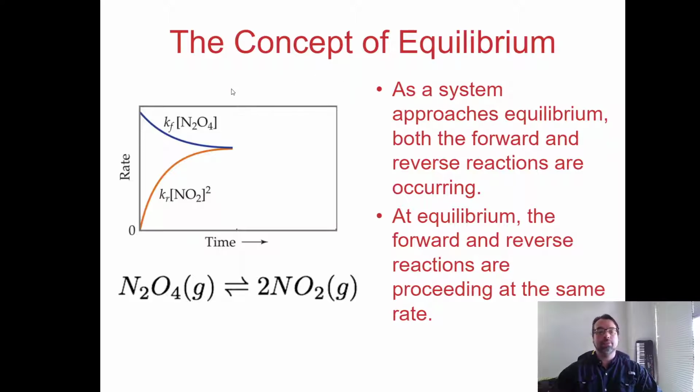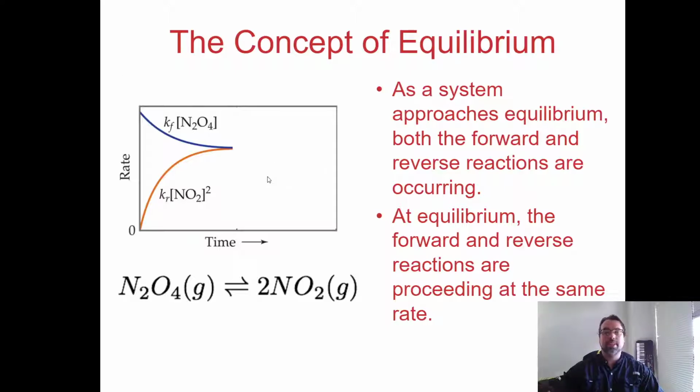In equilibrium, what we're going to find is that we have a case where both reactions are occurring, and we'll get to a point where both reactions are going to occur at the exact same rate. When they start to occur at the exact same rate, we say the system has reached what's called equilibrium.